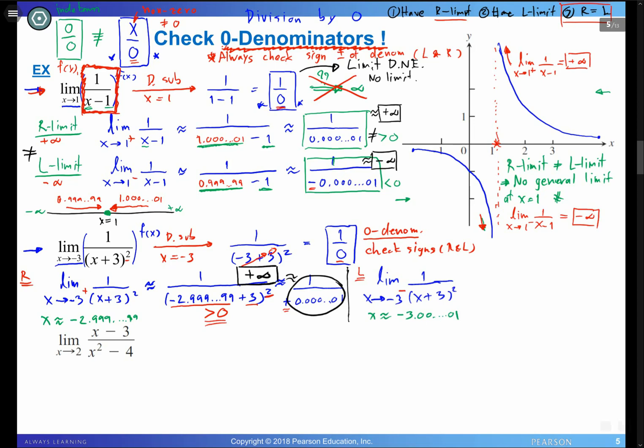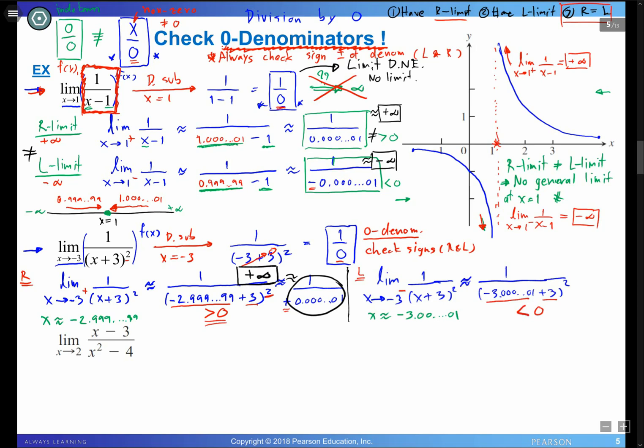And let's put this number in. So here we have 1 divided by (-3.001 + 3), and we have the square right here. So this is what we have, and let's check the terms inside the parentheses. Minus 3 something plus 3 something. The result of this is going to be negative, right? So what we have right here is negative.